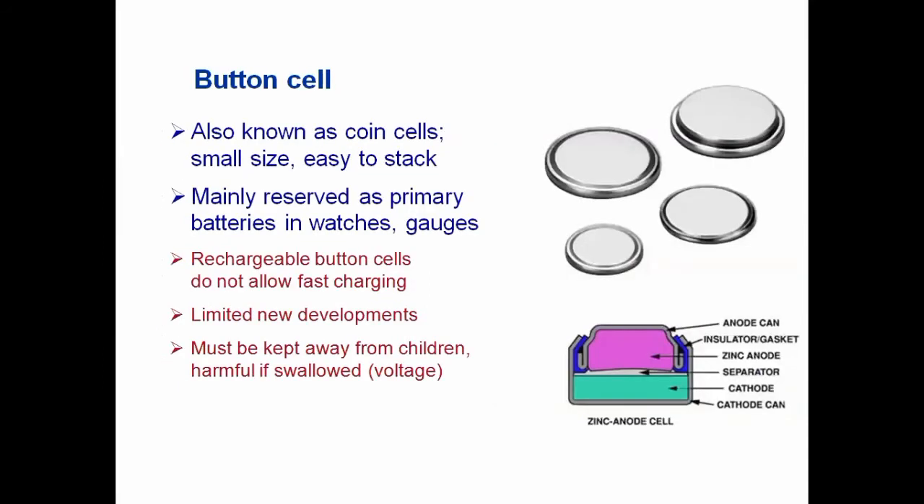The construction of button cell batteries: the very tiny size batteries, also known as coin cells. Small size, easy to stack. So mainly used as primary batteries in watches. In watches, we are using these button type cells. There are rechargeable button cells, but fast charging is not allowed in button batteries. Only limited new developments. It must be controlled from children. Being very tiny, we have to protect these batteries from being swallowed by children.